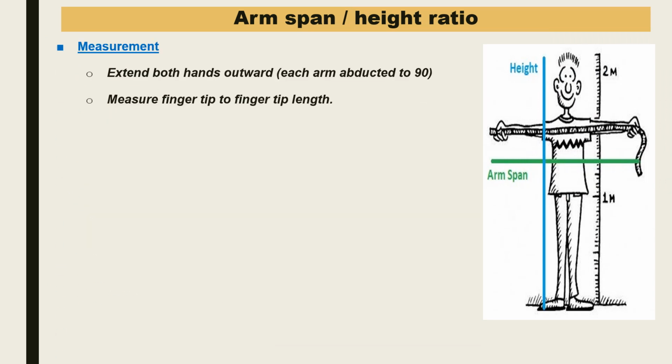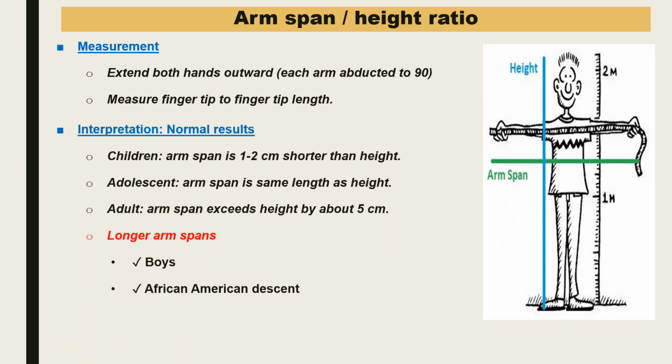This is the picture of measuring the arm span. We extend the upper limbs horizontally, with each arm abducted to 90 degrees. Then we measure from fingertip to fingertip, and this is the arm span. In children, arm span is 1 to 2 centimeters shorter than the height. In adolescence, the arm span is the same. In adults, arm span exceeds height by about 5 centimeters. We see long arm spans in boys and in those of African American descent.